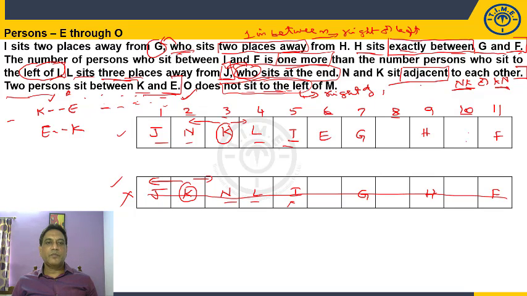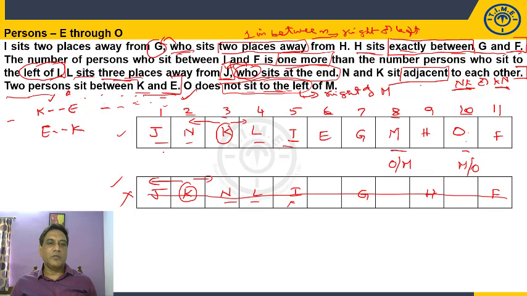Okay, where is M? We don't have the position. 2 positions are vacant and they have to be filled with O and M. These are the 2 persons. But how should we fill it? O should be to the right side of M. So, if you take M here and O here, O will be to the left side of M. So, we should not take it that way. We have to take M here and O here.